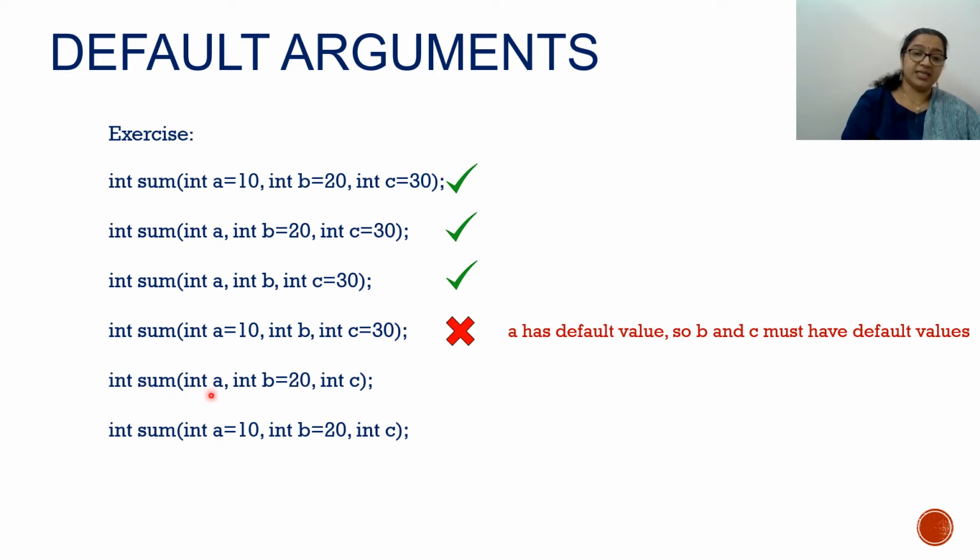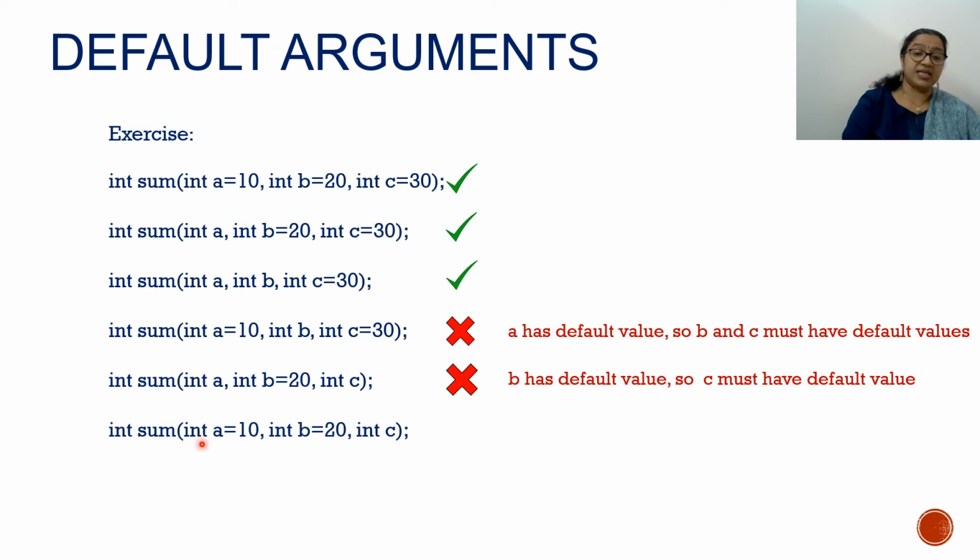int sum(int a, int b = 20, int c). See, from the right, in c there is no default value. If there is no default value, we can't assign any value to b or a. Here b = 20, so this one is also wrong. If we are assigning any value in b, we must initialize the value in c also. Otherwise, the statement is wrong. What is the reason? b has a default value, so c must have a default value. Understood? Yeah.